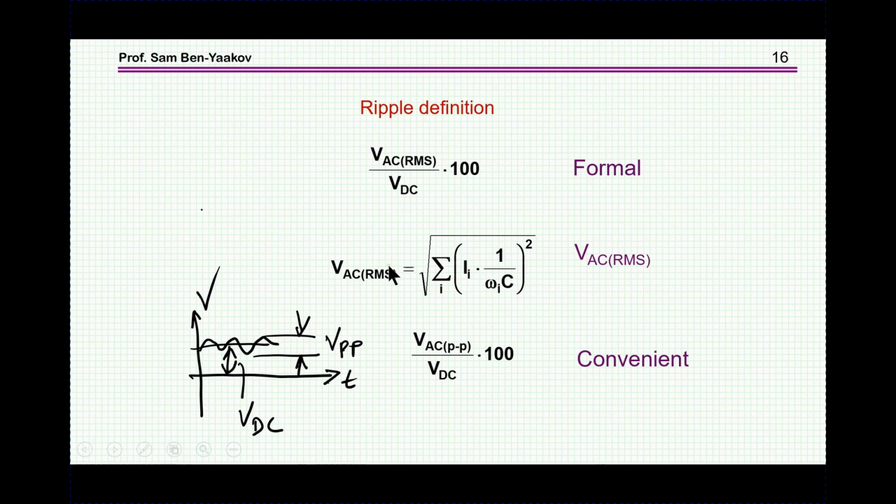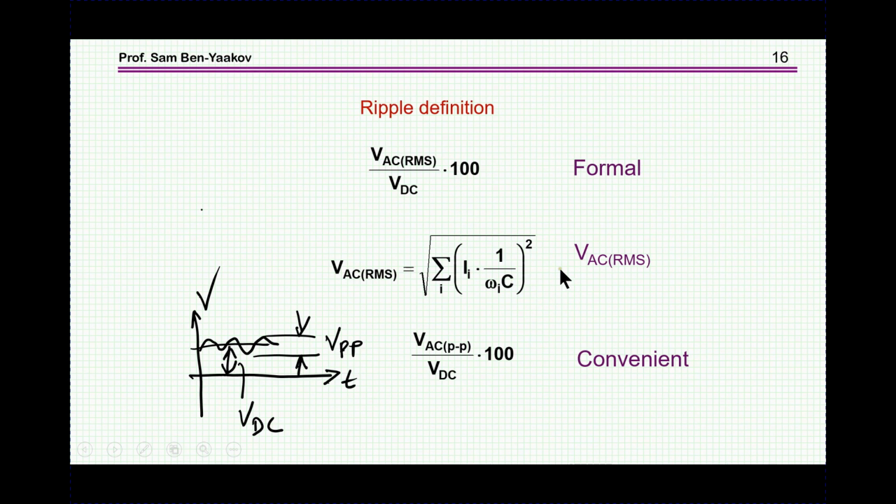Now, when it comes to ripple, let's talk a little bit about the various definitions of a ripple. The formal definition of ripple is the AC RMS divided by DC. That is, you have to take the RMS of this waveform, the ripple waveform, that is, subtracting from the full waveform the DC and taking the RMS of it, dividing it by the DC, and then times 100 will be in percent.